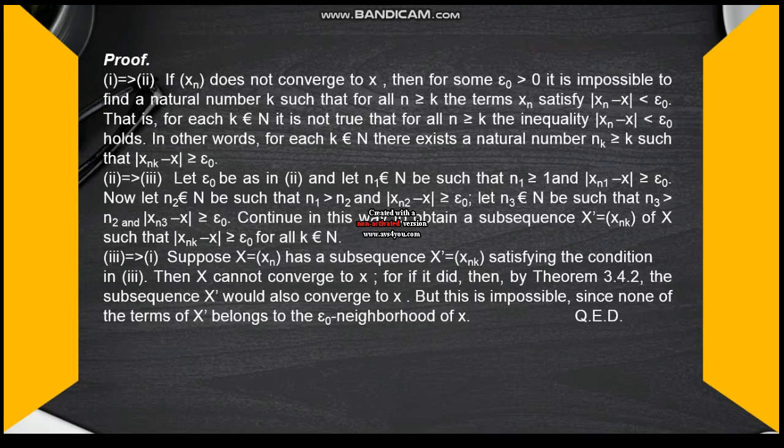Next, part 2 implies part 3. Let epsilon 0 be as in part 2, and let n1 in N be such that n1 is greater than 1 and |x_{n1} - x| is greater than or equal to epsilon 0. Next, part 3 implies part 1. Suppose X = (xn) has a subsequence X' = (x_{nk}) satisfying the condition in part 3. So we prove it. QED.